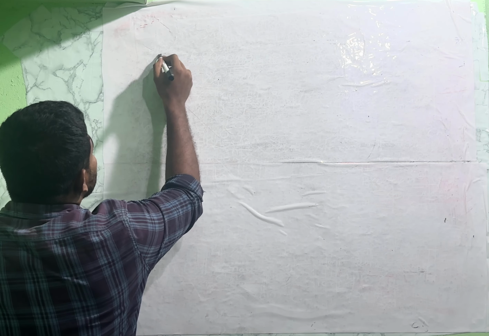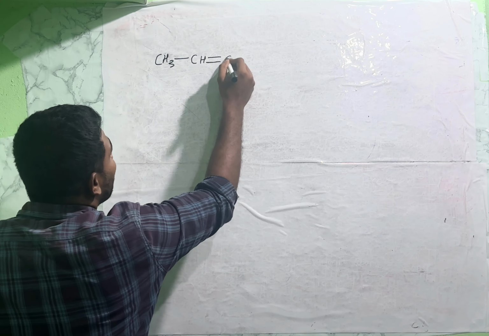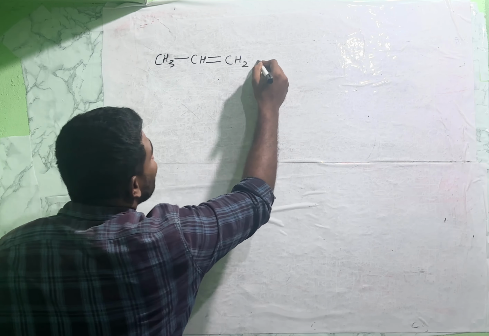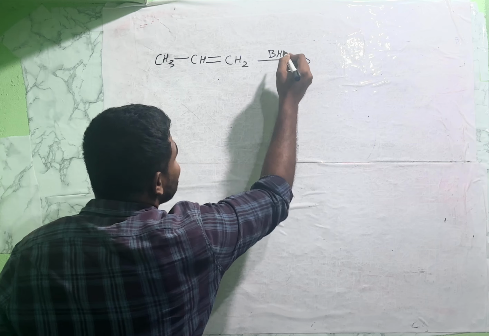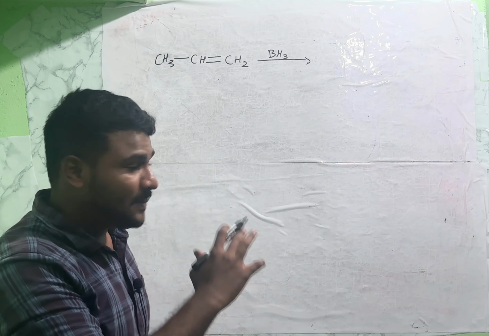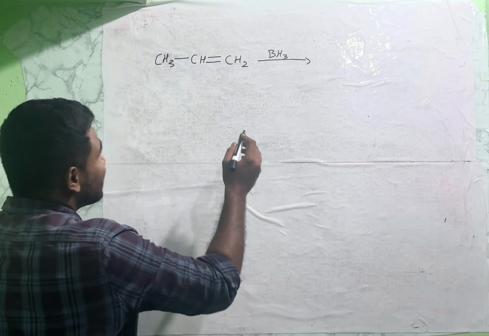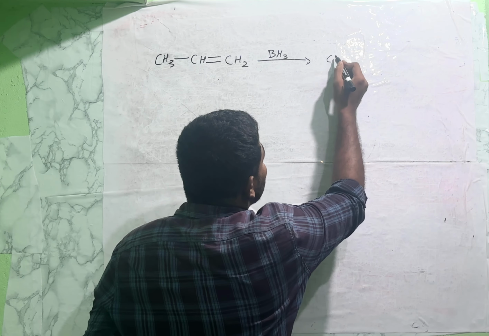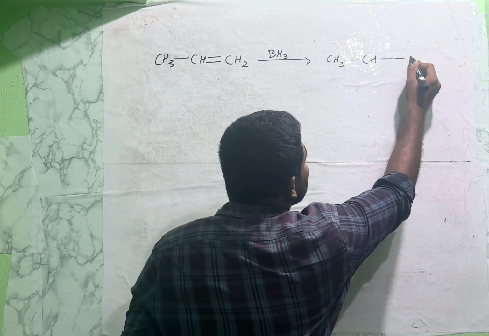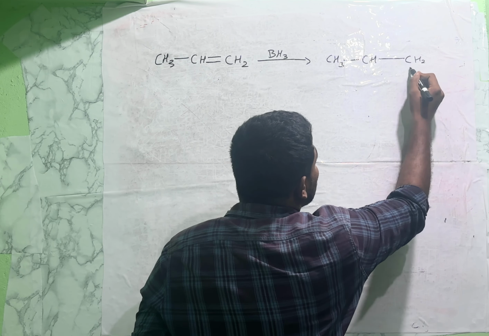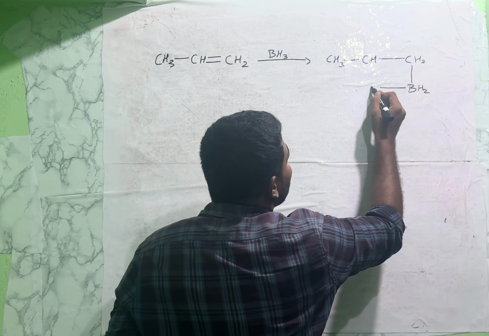See here, CH3, CH double bond CH2 in the presence of BH3. How is this BH3 going to add over here? See carefully. In the next step, what happens? CH3, CH single bond CH2, BH2, H.